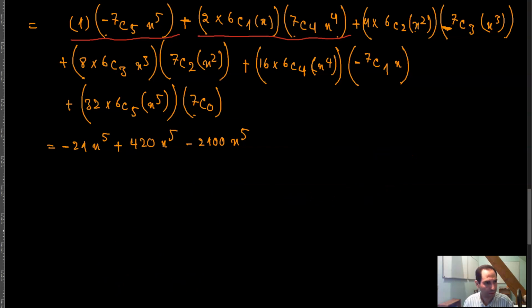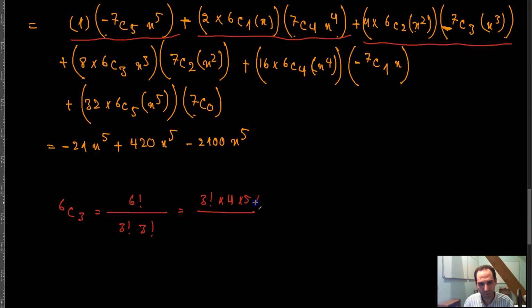Which means that basically this one is also taken care of. When it comes to this part, 6 combination 3 is equal to 6 factorial over 3 factorial times 3 factorial, which is equal to 3 factorial times 4 times 5 times 6 over 3 factorial times 6, and that's equal to 20.